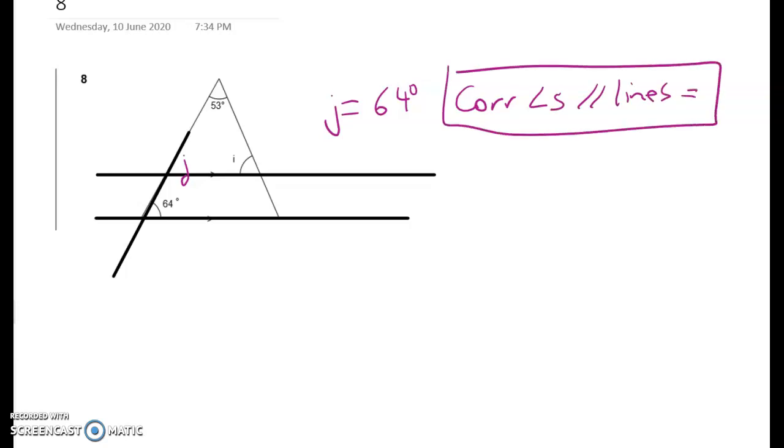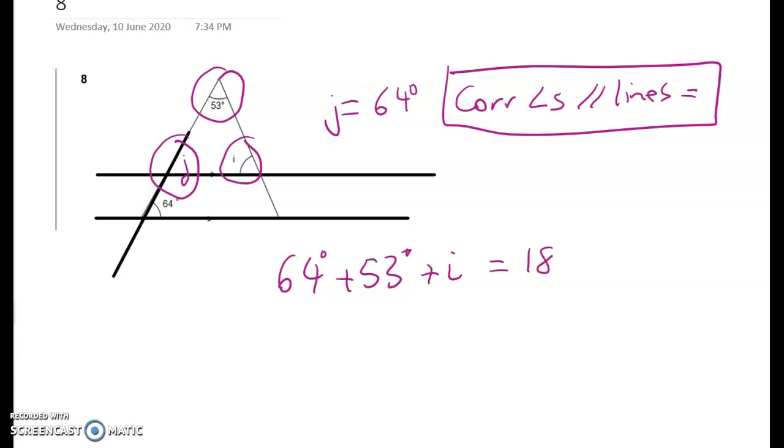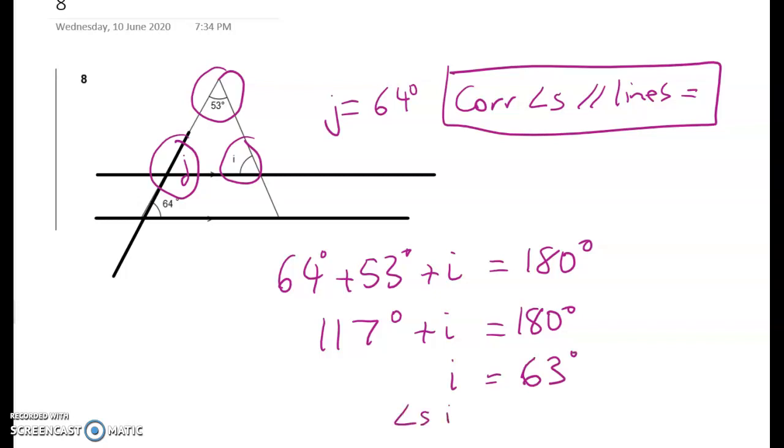So that's what I mean by giving my angle reason for J. Now I know that these 3 in the triangle have to add up to 180. So 64 plus 53 plus I equals 180 degrees. That gives me 117 plus I is 180. I must equal what's left over. Yep, there we are, 63 degrees, because the angles in a triangle equal 180 degrees.